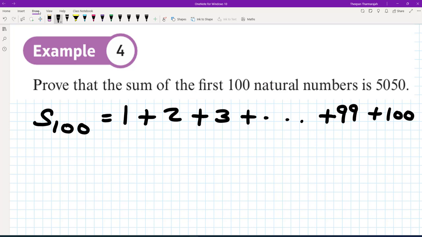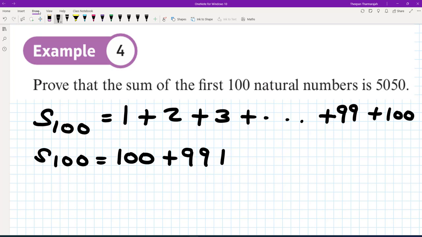So a series, as I stated to you before, has a plus in it. All the terms are added together. Then a sequence becomes a series. So now what we're going to do is to reverse this series. So now we're going to have 100 plus 99 plus 98 all the way up to the first term 1.